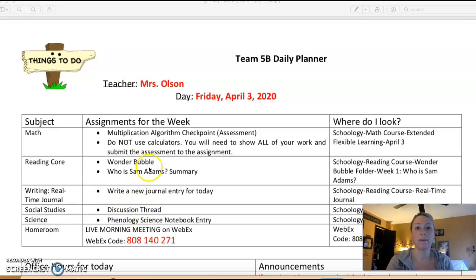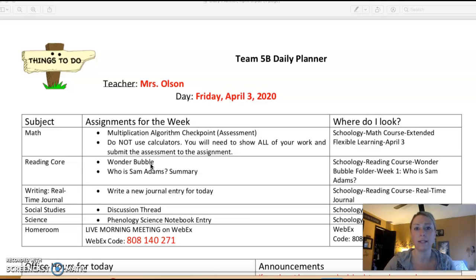So math, there is a multiplication algorithm checkpoint assessment. This is not the blue puzzle piece that you had done earlier in the week. This is actually a real assessment. It's a checkpoint just like we do at school. So think of it as a paper copy that I'm handing out. Make sure that you look for that.